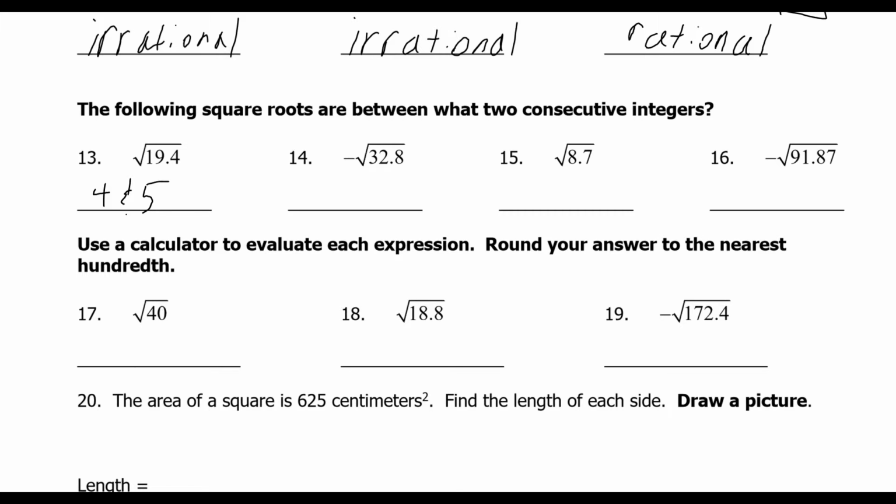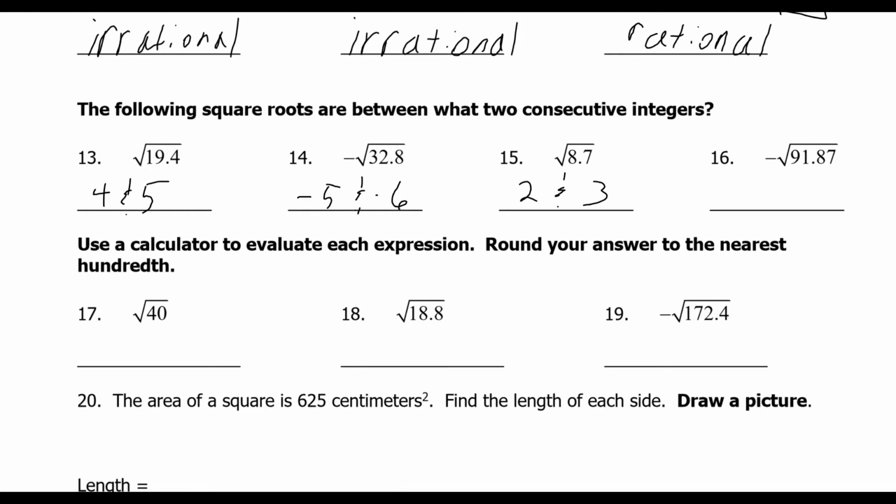Okay, we do the same thing for number 14. Go ahead and plug it in your calculator and figure out what that winds up spitting out. Okay, whenever it spits that out, we're going to figure out that that's between -5 and -6. Number 15, we're going to do something of the same thing. We're going to go 2 and 3. Okay, the square root of 8.7 is on the back side of 2 going on 3.